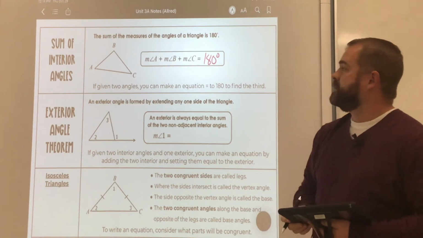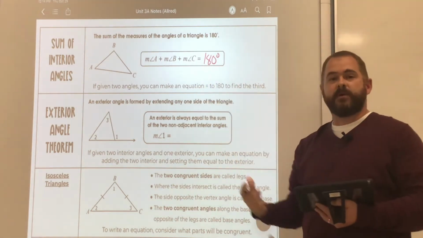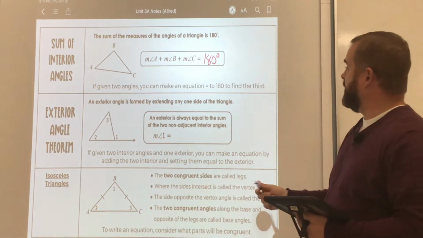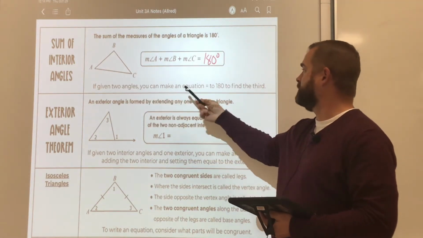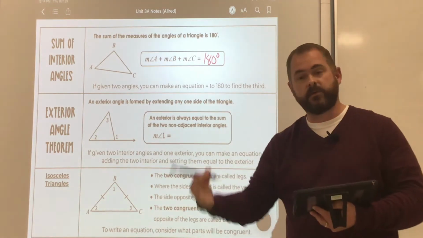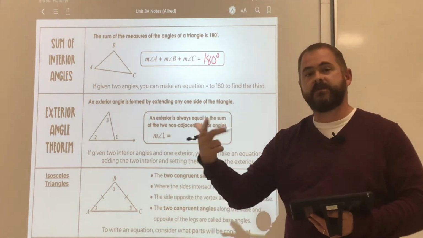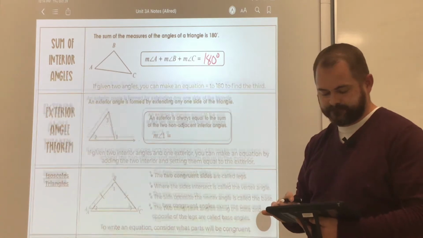Okay? All of these angles are going to add up to 180. And we can use that fact, if we are given two angles, to find the third angle. We can set up an equation equal to 180. So it'll be angle plus angle plus angle equals 180.